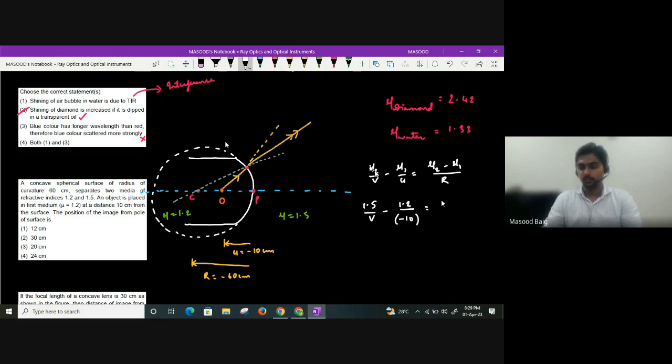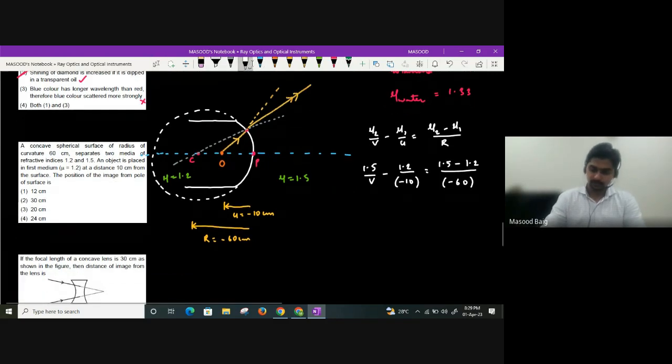How much is the object distance? Minus 10. Should be equal to 1.5 minus 1.2. What is the radius of curvature, beta? Minus 60. In ray optics, sign convention plays a very vital role. Formulas are also going to play a role, but sign convention is very, very important again, guys.